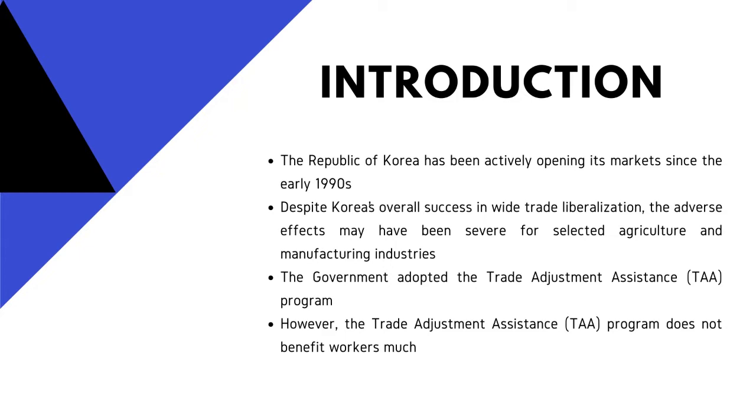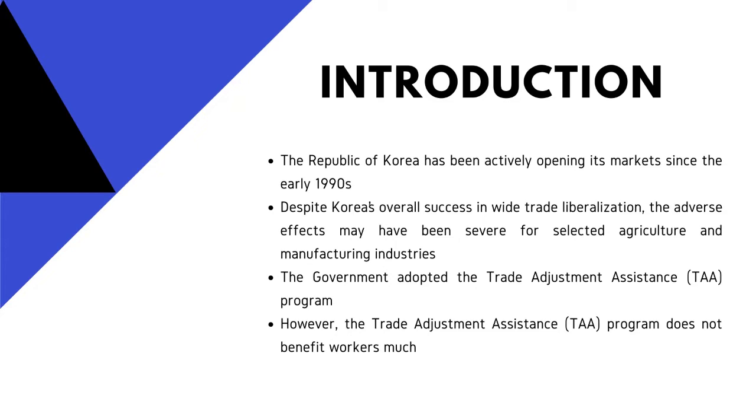Despite Korea's overall success in wide trade liberalization, the adverse effects may have been severe for selected agriculture and manufacturing industries that had to face increasing competition from abroad. To address these concerns, the government had adopted the so-called Trade Adjustment Assistance, or TAA, program, named after that of the US, aimed to absorb the negative shocks on firms and workers in import competing sectors.